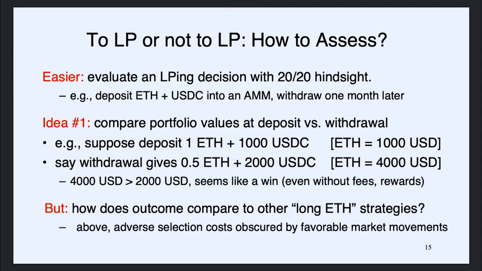Well, the price of ETH quadrupled in this month. Anything you did which involved in some way holding some ETH would be looking pretty good in hindsight right now, okay? So the smart question to ask is, among the various ways that you could have gone long ETH, of which LPing for an AMM is only one, of all the ways you could have gone long ETH, how did this particular strategy work out for you, compared to the alternatives?